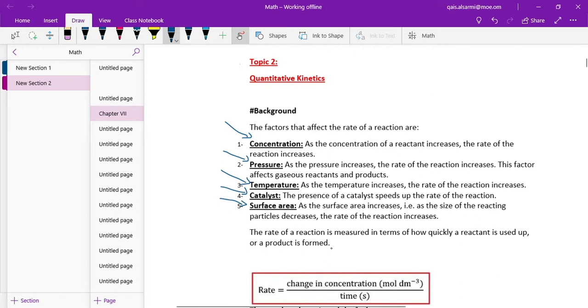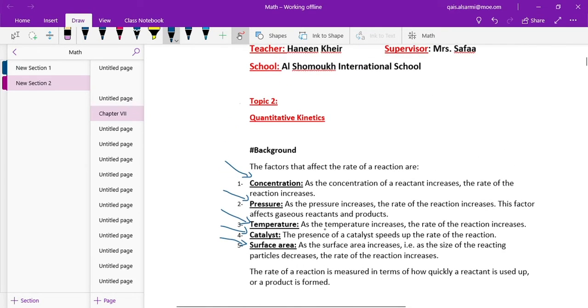The rate of the reaction now. What's the meaning of the rate of the reaction? Before we used to say that it's how fast a reaction is taking place. Now we need to define it in another way. The rate of the reaction is measured in terms of how quickly a reactant is used up or a product is formed in a unit of time.